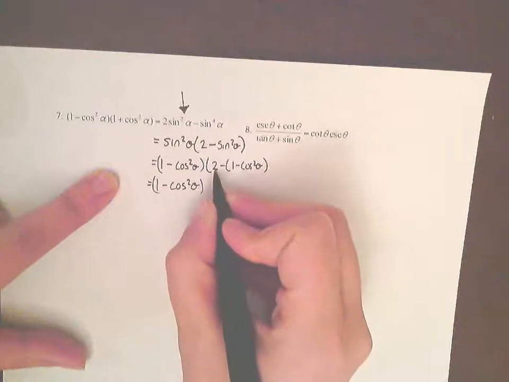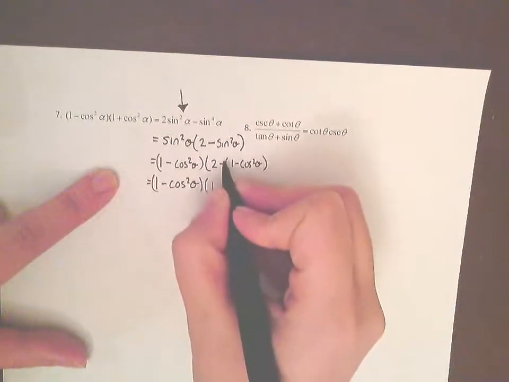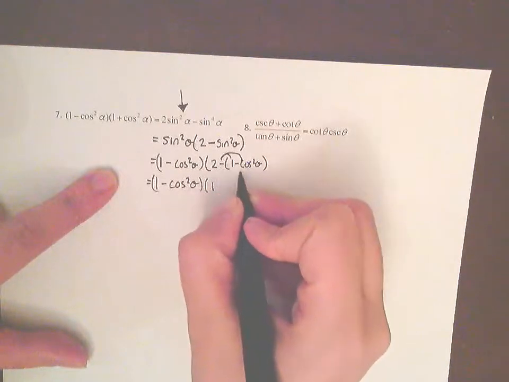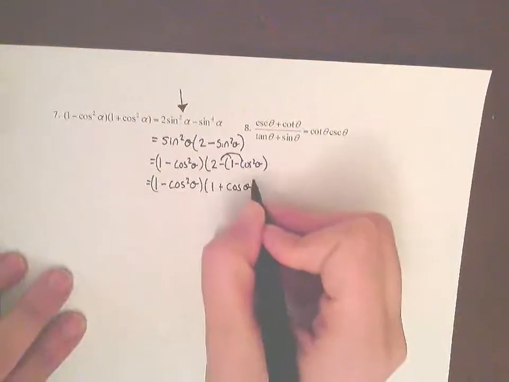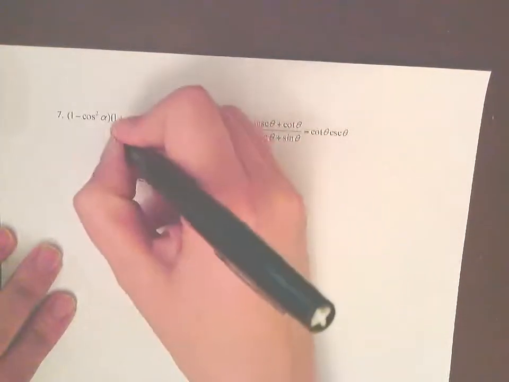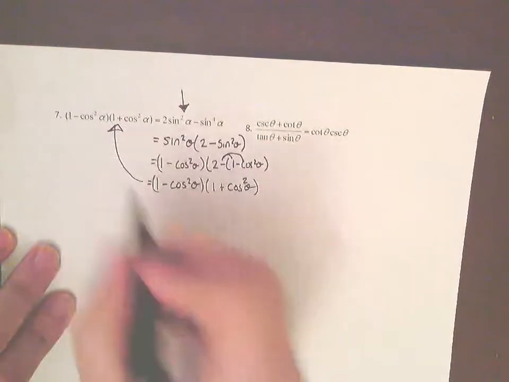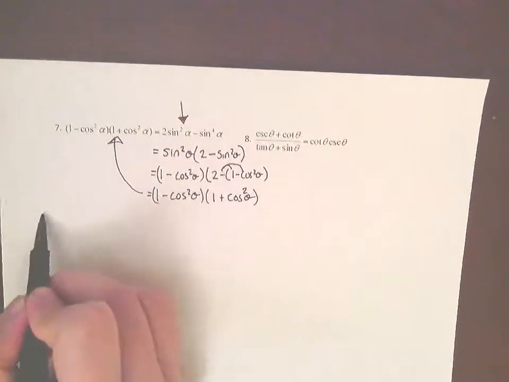And then here we have 2 minus 1, which is just 1. And then this negative, of course, gets distributed to both. So this negative and negative become plus cosine of theta. So I've proven this in 3 steps, that this side looks exactly like that side. Alright, so that's one way.